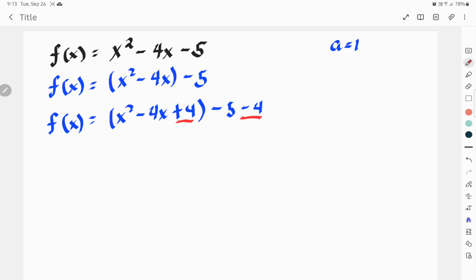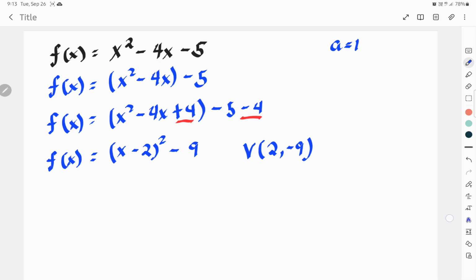In that sense, you just add 0. Since that is a perfect square trinomial, we work on the square of the binomial, so f(x) = (x − 2)² − 9. This is now the vertex form of the function x² − 4x − 5, where the vertex is (2, −9).